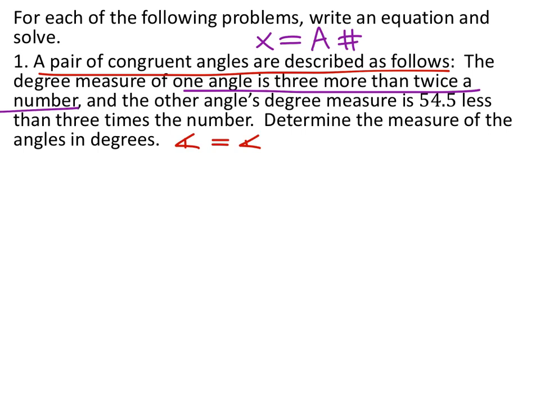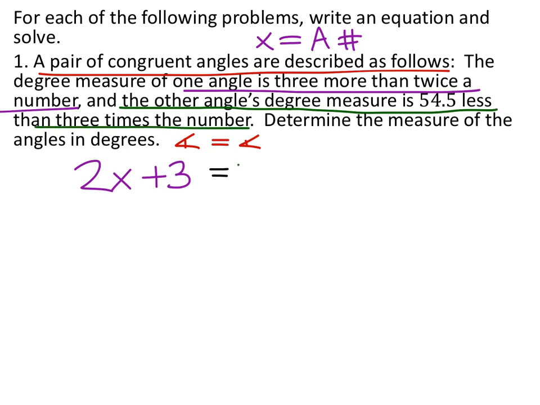So x is a number, and it said specifically that one angle is 3 more than twice a number. So I would take twice the number, and it's 3 more than that, so I would add 3. This should be equal to the other angle. The other angle's degree measure is 54.5 less than 3 times the number. So I've got to take 3 times the number less, or subtract 54.5.